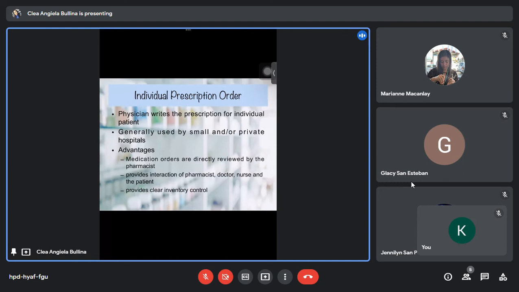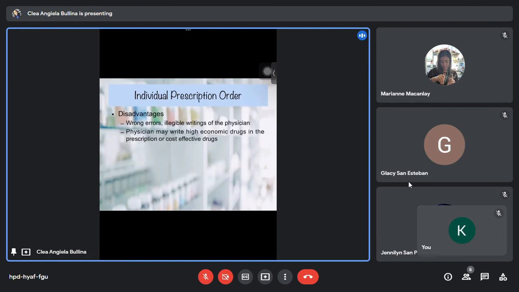So nakalagay naman doon ang quantity. Okay? So aside from that, it provides interaction to pharmacist, doctor, nurse, and the patient. And mas matutukan nila patient per patient. Yung healthcare team mas makafocus sila by individual patient. Okay? This is actually one of the core advantages ng individual prescription order kasi you can have interaction. Okay, pwede ka na makabuild ng harmonious relationship with the other members of the healthcare team.